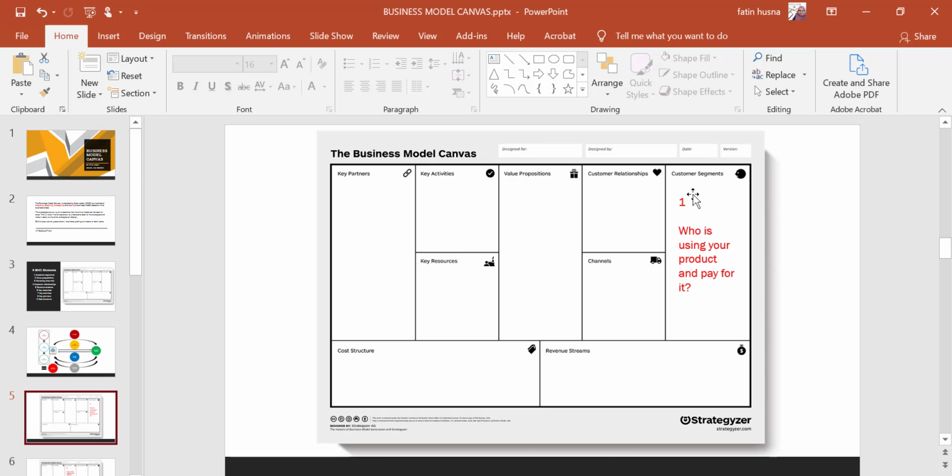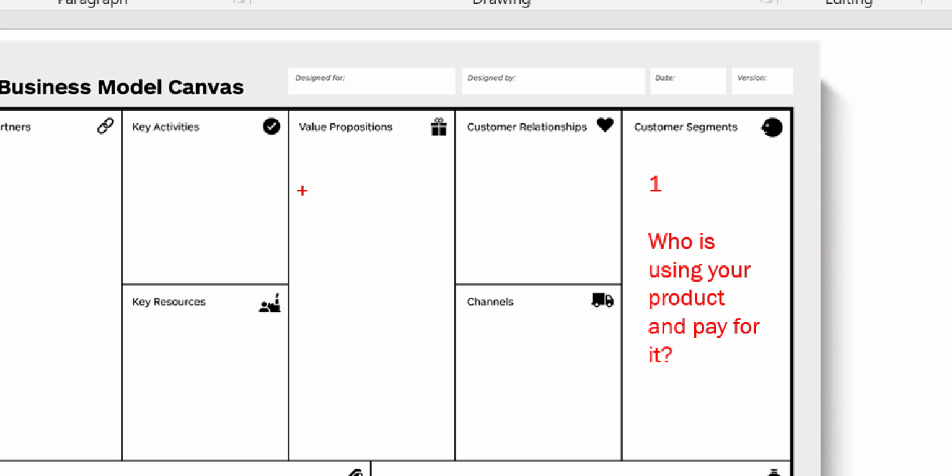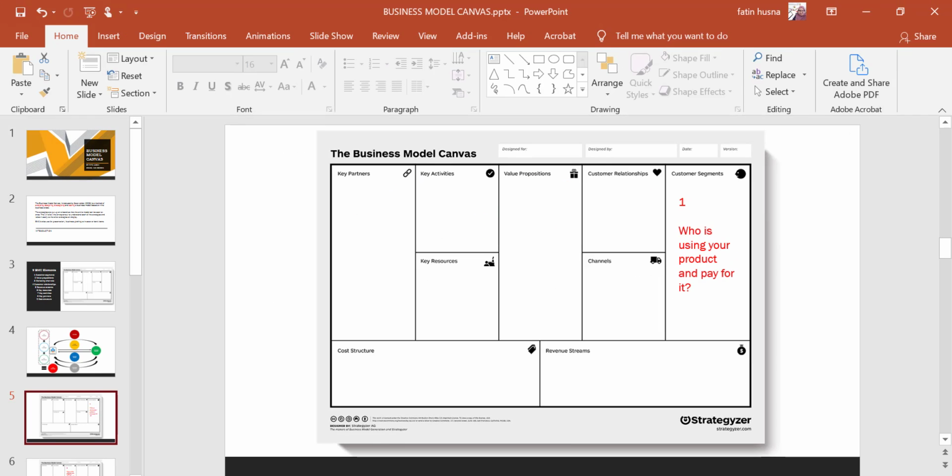The BMC, the number one that you focus on, whether you want to focus on customer segment first or value proposition first, it depends on you. But if you focus on the problem, for example, you will start with the value proposition first, but if you focus on the customer, you are focusing on the customer segment first. Customer segment is who is using your product, who is buying the product from you, whether product or service, and who is actually paying for it.